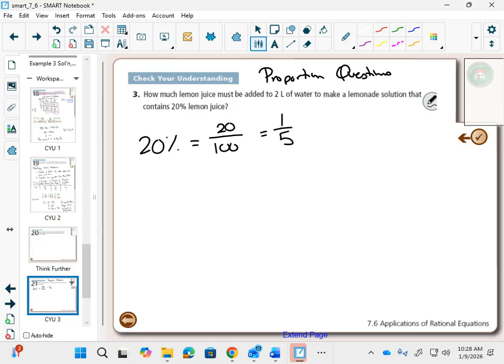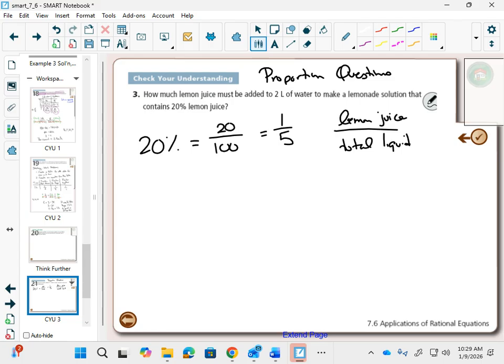Okay? And if you want a percentage of something, in this case, we want lemon juice 20%. If it's going to be a percentage to equal 20%, does it make sense that that would be lemon juice over total liquid? That's what we're looking for. If we want 20% lemon juice, we have to say how much lemon juice there is over how much the total liquid is.